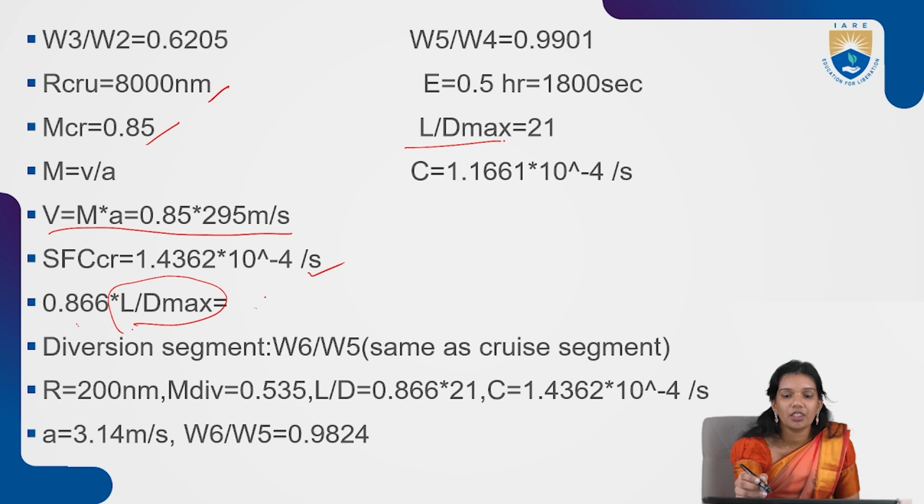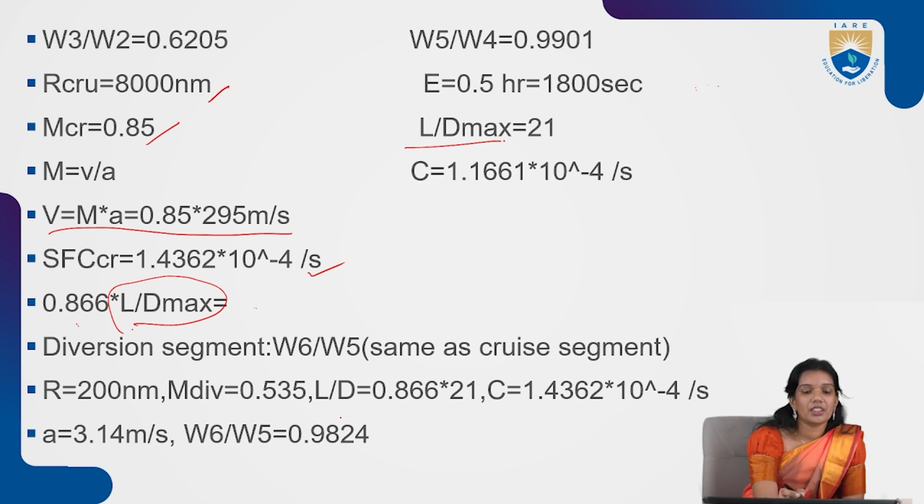And similarly, for your loitering segment, endurance is given as 0.5 hours, convert it into seconds. Then it is going to be exponential of minus endurance into C by L by D, right? For a diversion segment also it is going to be the same, except that they have given the range. Range is given, diversion Mach is given, C is already mentioned, A is known, so we can find that out.